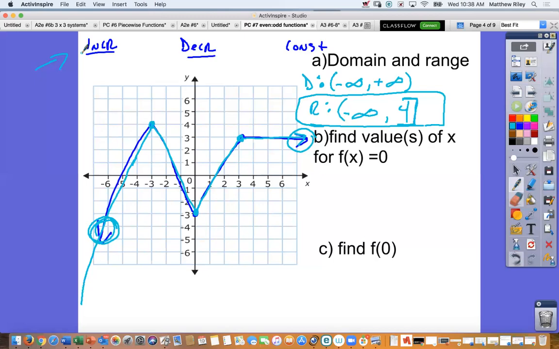Now, how I can further explain that is through part B. So it says find the values of x where my function, and by the way, f of x just means y. So find the values of x where y equals 0. In other words, find where y is 0. Well, here's where y is 0. In other words, your y is here, here, and here.